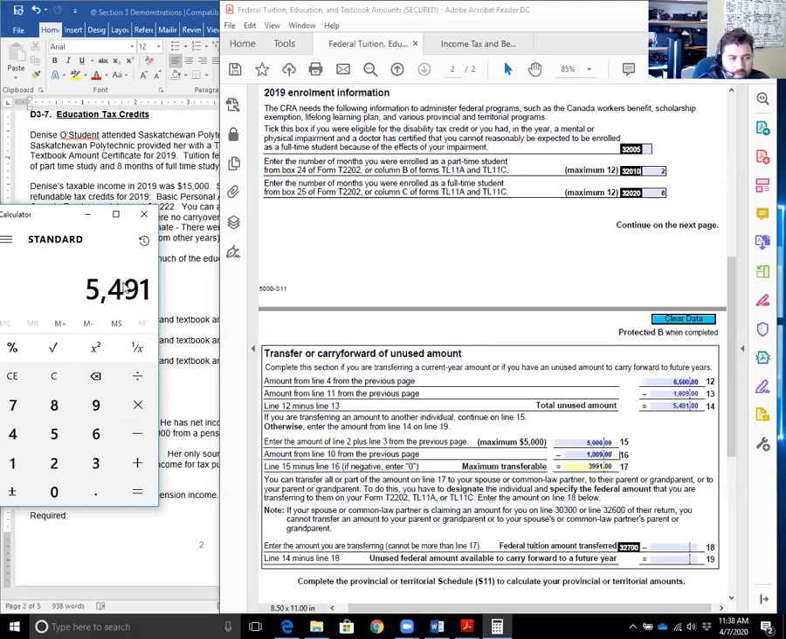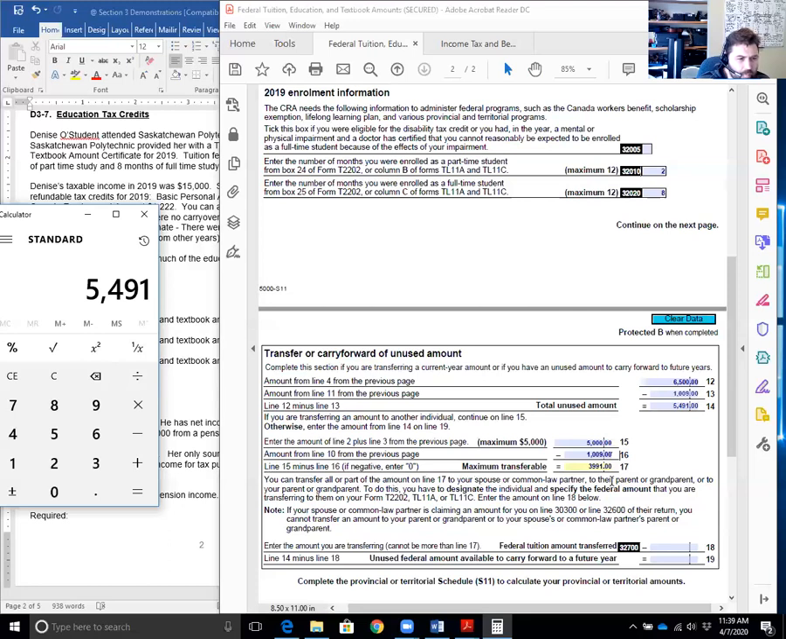Because that's why the CRA didn't set the worksheet up like that. They set it up so that whatever you use is subtracted from the maximum that you can transfer to whoever you wanted to transfer it to. I don't know why, but this is how CRA does it. They take the maximum and subtract whatever you used from the maximum, and that's what you can transfer to your parents, grandparents, or spouse.